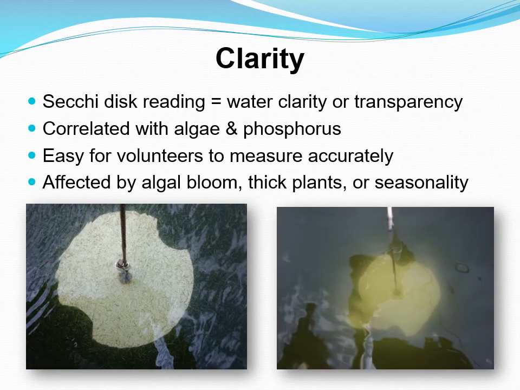A Secchi disk reading is also known as a Secchi depth, and it is a measure of water's clarity or transparency. It can be wildly different from one water body to another. It is correlated with, it's related to, how much algae, and therefore how much phosphorus, may be in a water body. And it's not a direct measurement, of course, but it's an easy way to get a rough idea of what's happening. And we use this a lot because there's a lot of volunteer data out there.